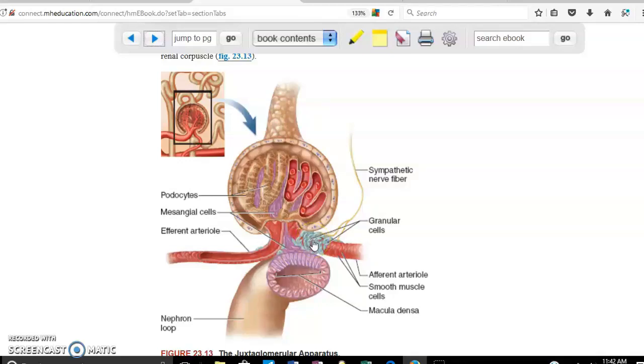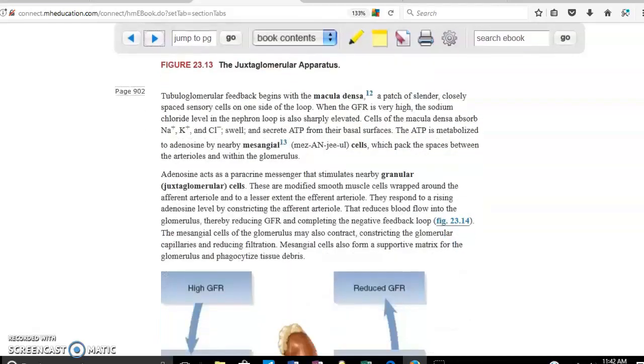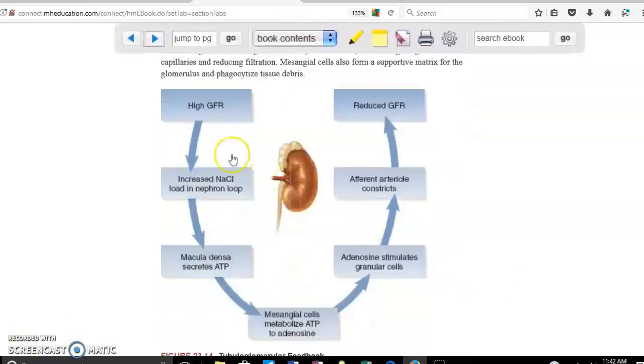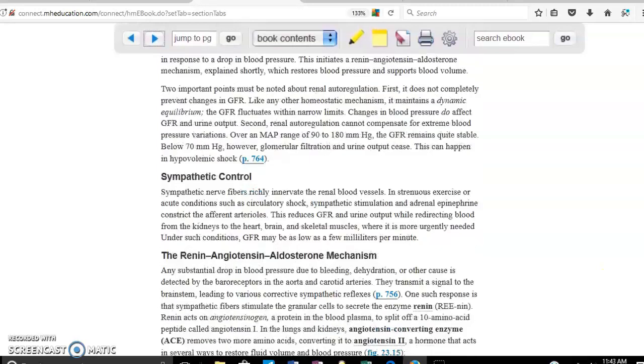Renin is part of the renin-angiotensin-aldosterone mechanism. So if we scroll down, we can see here the juxtaglomerular apparatus. We say we filter a lot of salt, high filtration. Eventually, you produce vasoconstriction, you reduce the filtration, therefore you reduce the amount of salt. If you scroll down, right here you have sympathetic control. We said we redirect the blood to areas where we need it. The next topic, the renin-angiotensin-aldosterone mechanism.